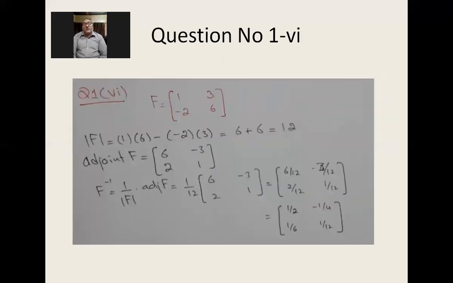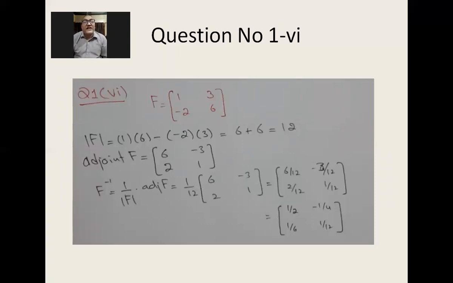Okay, so question number 1 and the 6th part, I have named it as F. So it's 1, 3, minus 2, and 6. So first of all, I will find the determinant. I will multiply these two members with each other, and then minus, and then I will multiply these two with each other. So you will have 6 plus 6, so that will be 12. So the determinant of this matrix is 12.